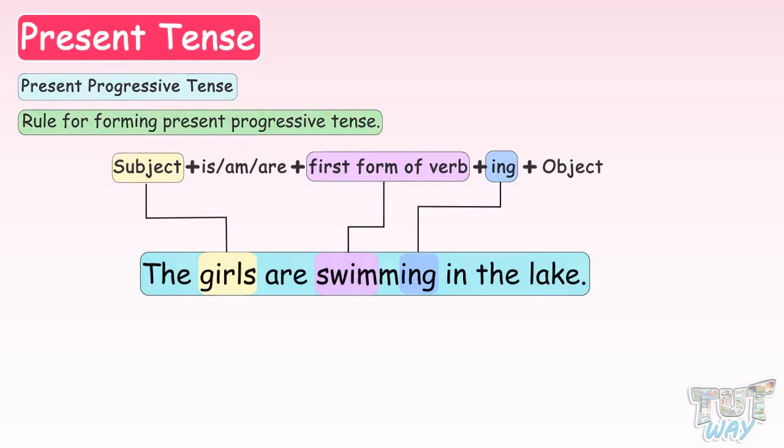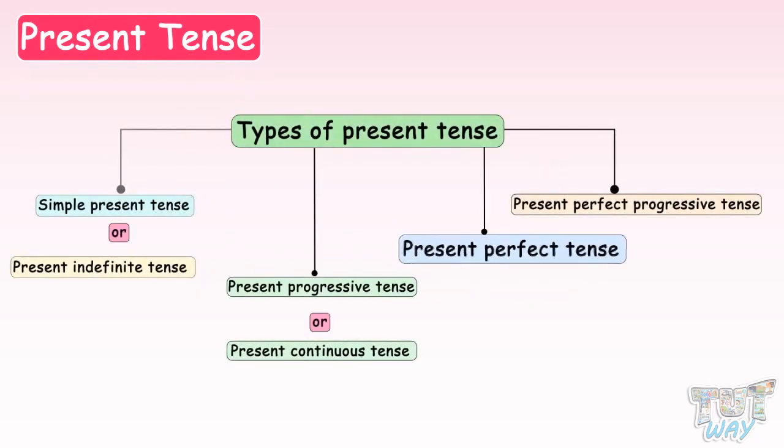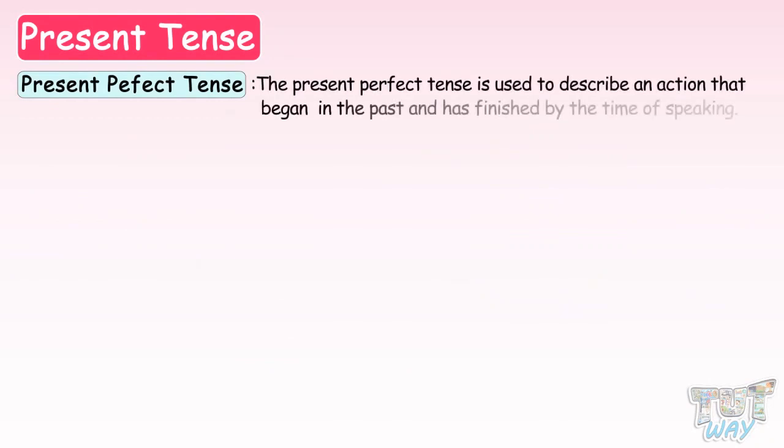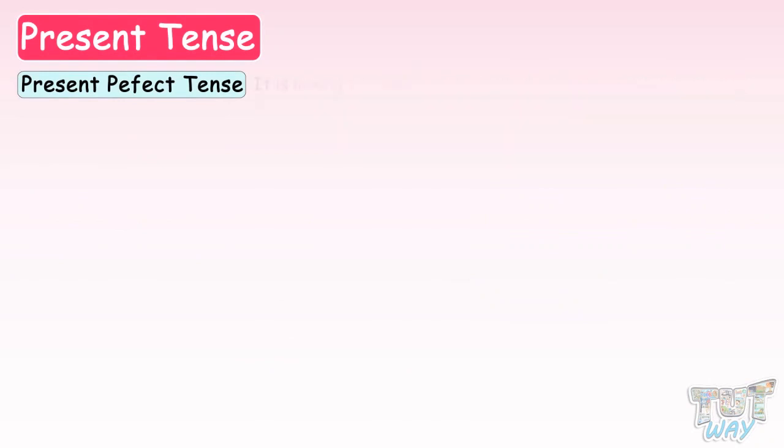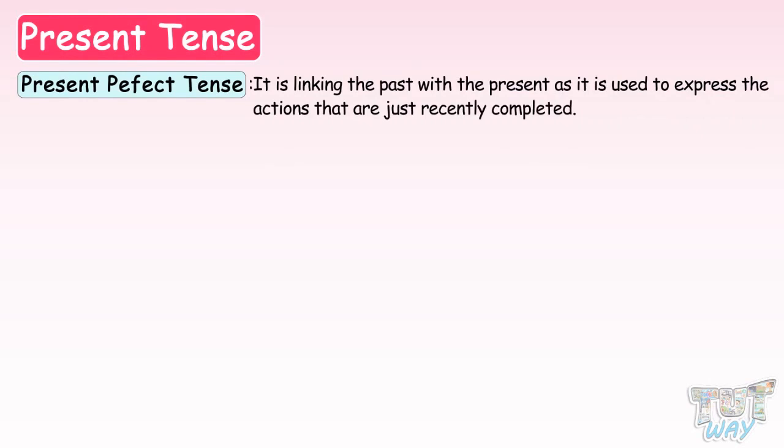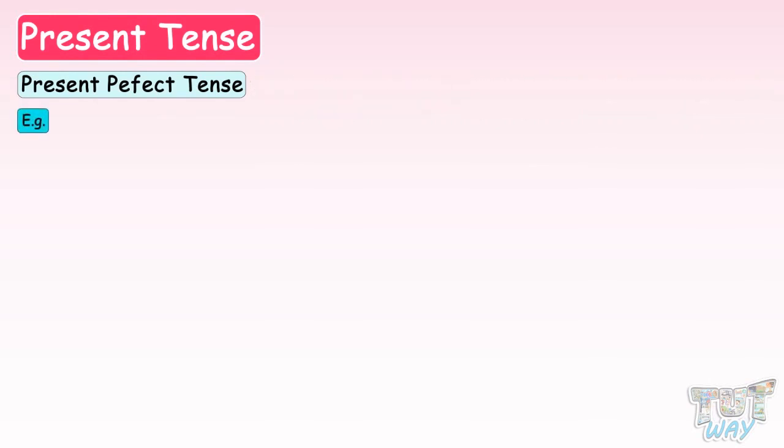Now, let's learn about present perfect tense. The present perfect tense is used to describe an action that began in the past and has finished by the time of speaking. So, it is linking the past with the present and is used to express the actions that are just recently completed. Now, let's learn it with the help of examples.